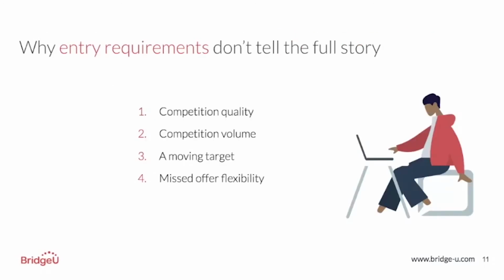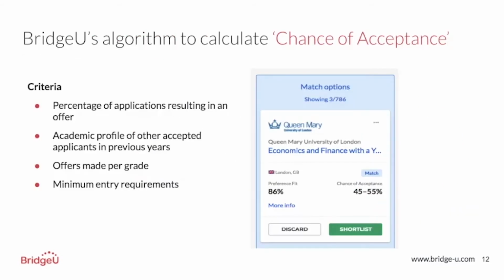Minimum entry requirements are merely the tip of the iceberg, and you could be misled if you do not consider other factors, such as competition quality. You don't know the grades of other applicants. Competition volume. You don't know the number of people applying to the limited spots. A moving target. This is based on whether a course is over or undersubscribed. Universities frequently change the entry requirements listed from year to year because of this. And missed offer flexibility. You don't know if your offer will be honored if you don't meet your predicted grades.